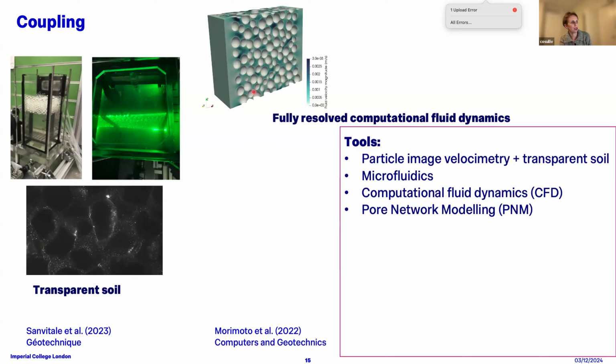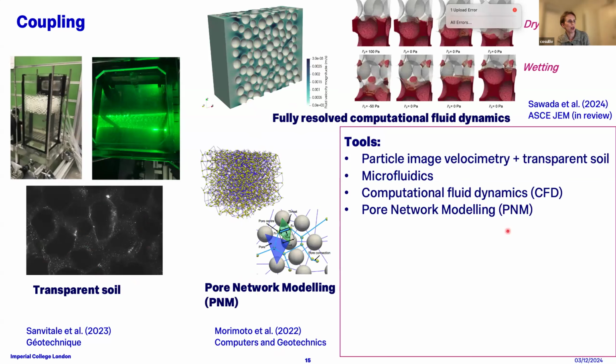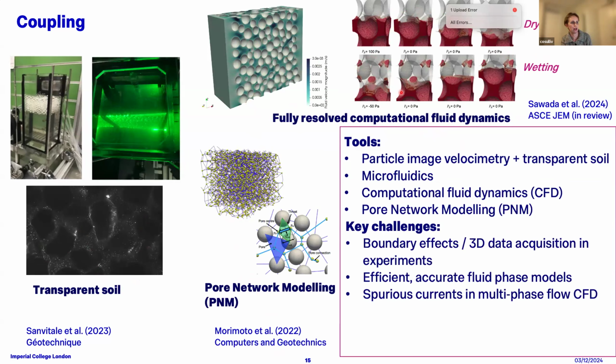And from a modeling perspective, we can do fully resolved computational fluid mechanics, that's expensive, or pore network modeling, which is very popular in petroleum engineering, but it also has a value in soil mechanics. And I think one of the areas that we really want to look at in the near future is using these tools to look at partially saturated soil and try to get a better handle on effective stress. But these simulations are not easy.